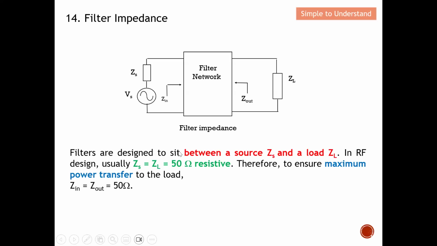So, to ensure maximum power transfer, we need to ensure that they are all 50 ohm, because we are going to join to a third party, let's say the amplifier or the antenna. Because of this, we need to ensure that our filter impedance remains at 50 ohm. However, like I mentioned earlier, you are always free to change your filter impedance if you are also designing the amplifier. So you know your amplifier impedance, then you can design the filter to have the same impedance. And when they join together, they will still have the desired performance.